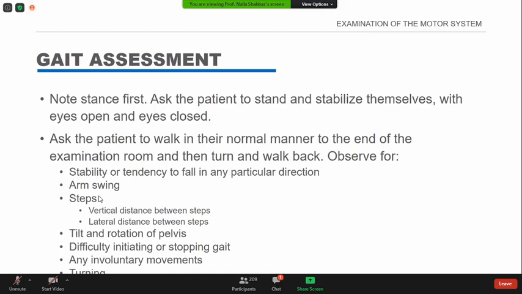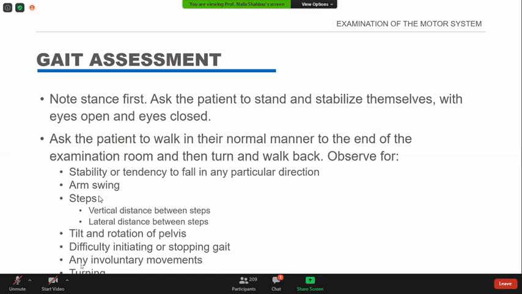In another lecture on abnormalities of the gait, we will be talking about why we look for tilt and rotation. It is difficult to make you understand with the slides, but we can help that with the help of videos. So look for difficulty in initiating or stopping gait, and any involuntary movement present while the patient is walking.